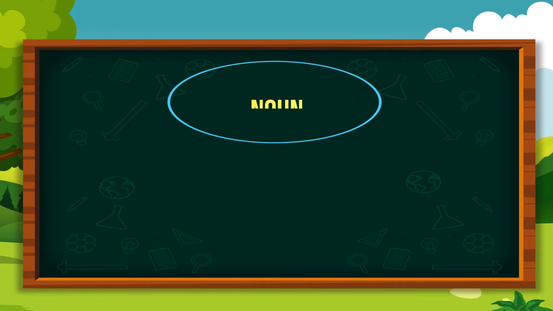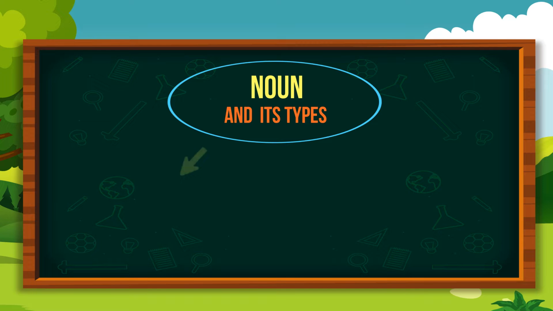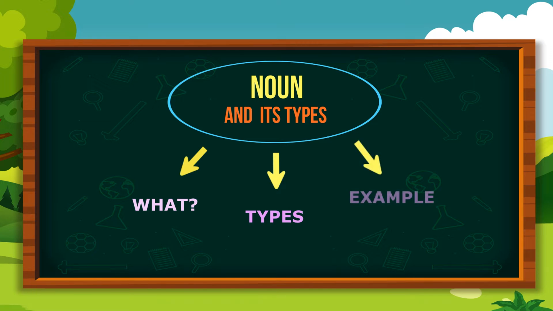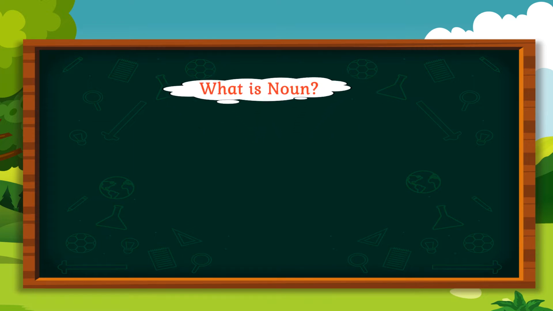In this video, we will talk about noun and its type. First, we will learn what is noun. Then we will look at types of noun. Then we will go for the examples. So first, we should know what is a noun.